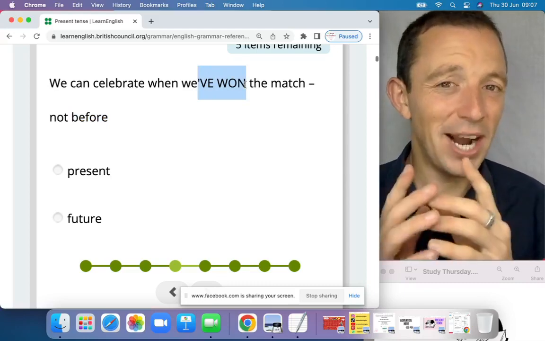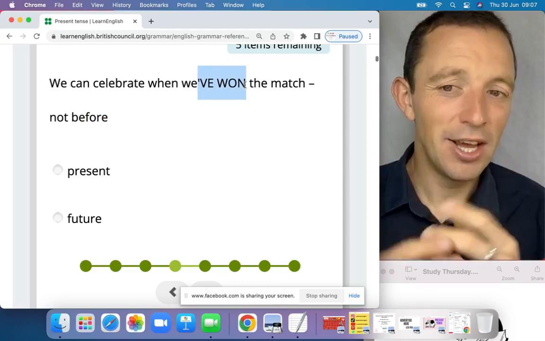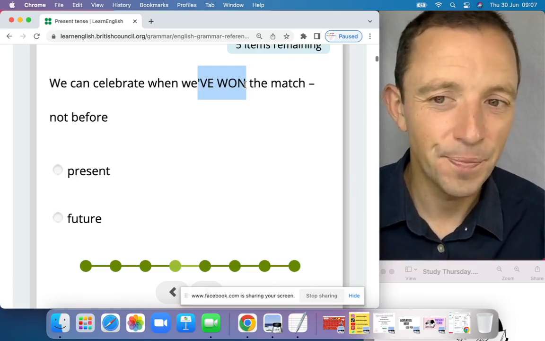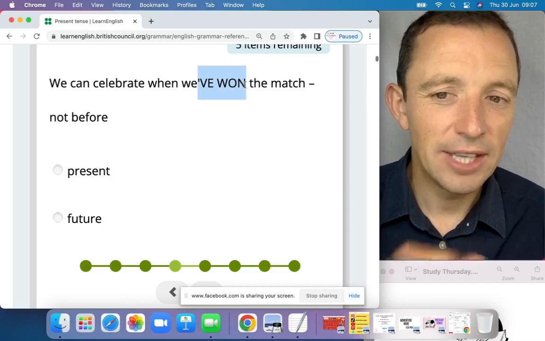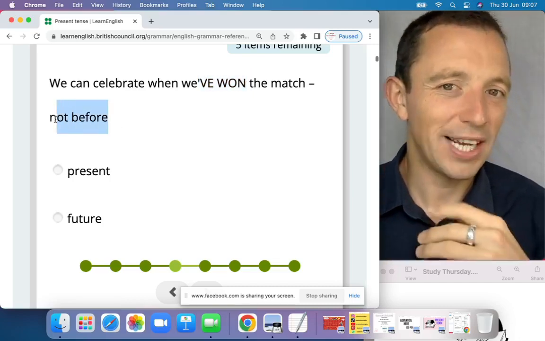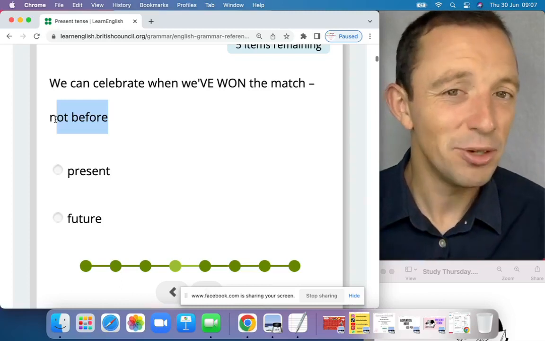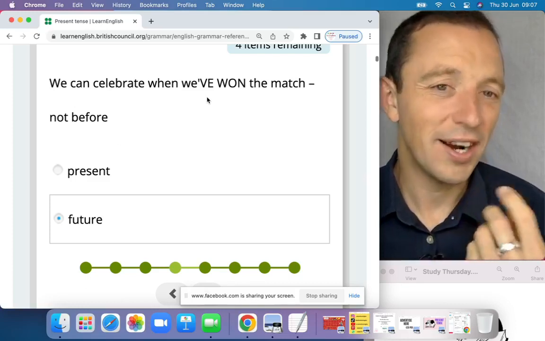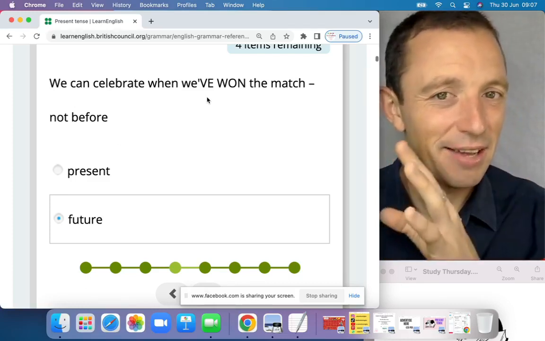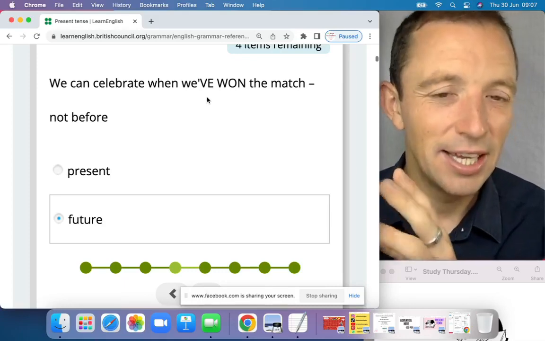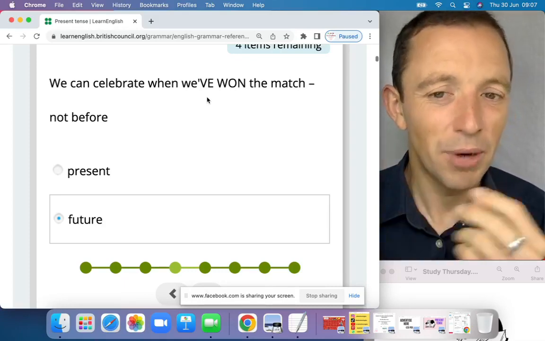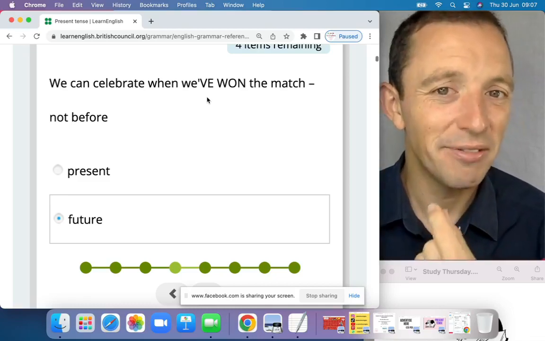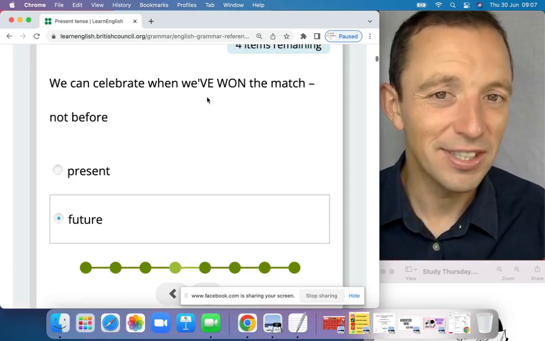So have won is the present perfect form in the present, but is this sentence expressing the present or is this sentence expressing the future? And not before is the key. So clearly this sentence is speaking about the future. And that's amazing because it's the present perfect form, but we are speaking about the future. And this is a very important lesson today. You probably need to review this and research this subject yourself as well to be clear, because it's very important and very interesting.